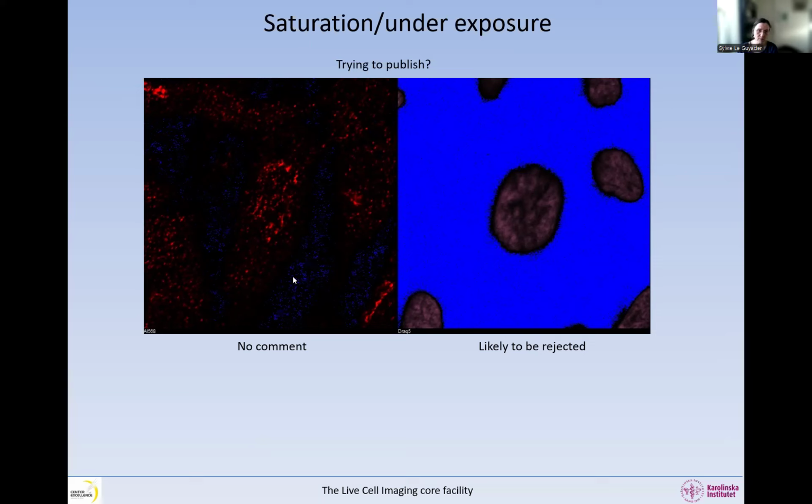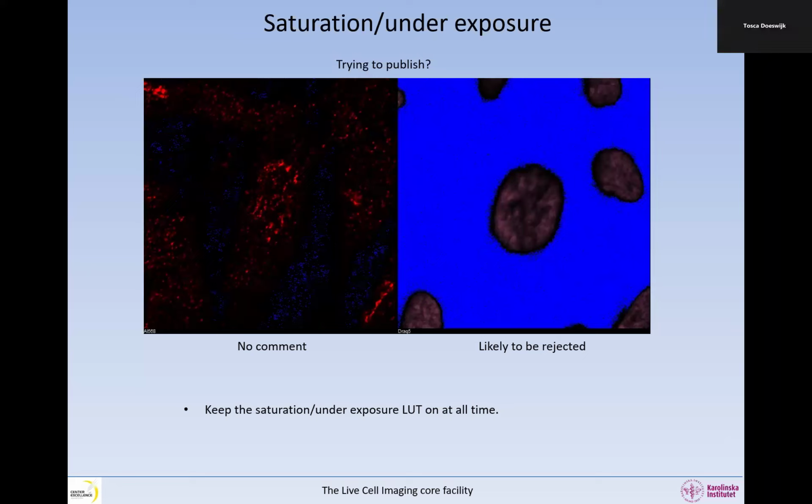This one has a little bit of blue in the background. I don't know if you can see it. This one would certainly not attract any comment. So a tiny bit of blue away from the object of interest is still acceptable. There's no reason to do this. So you better just have as a rule, don't. And so keep the saturation and underexposure LUT on all the time.